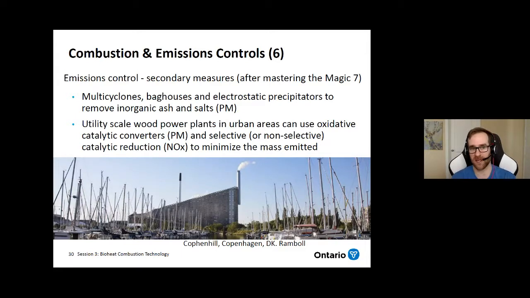So like I mentioned, the emission control. Once you master the Magic 7, that's when you really try to apply secondary measures like multi-cyclone baghouses, which are just large filters, or even electrostatic precipitators to remove them.